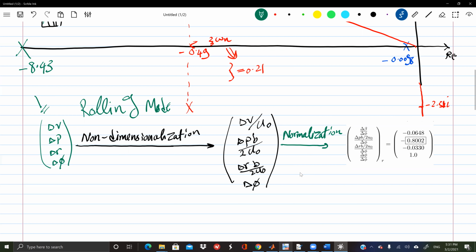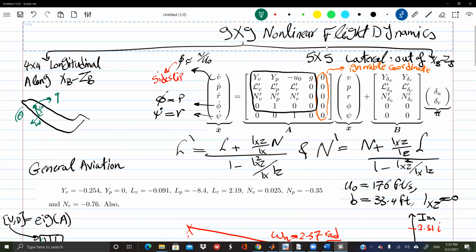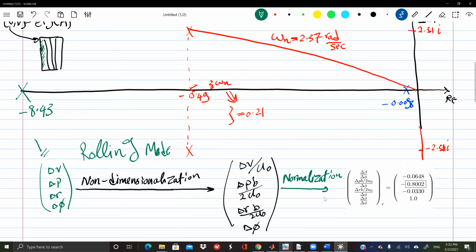Okay, so why are we doing this? Because when I don't like the rolling behavior of the airplane, I don't need to go and mess up with the entire 9x9 nonlinear flight dynamics, or even the 5x5 linearized lateral flight dynamics. You will just get swamped in these numbers and this 5x5 matrix. Here, we just learned that if you don't like the rolling behavior of the airplane, it is just this mode. Go and play with this eigenvalue in particular. How can I do that?